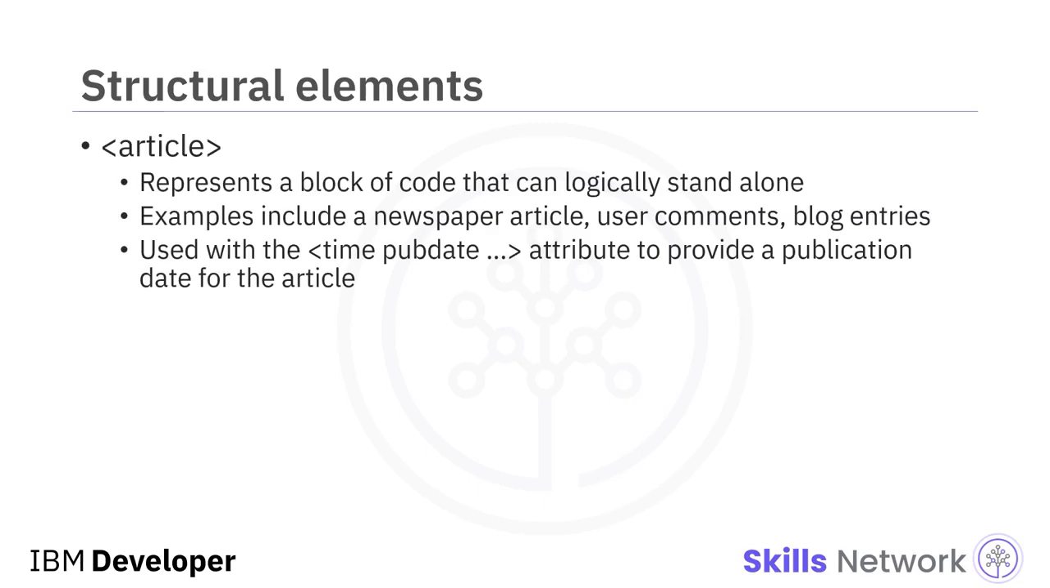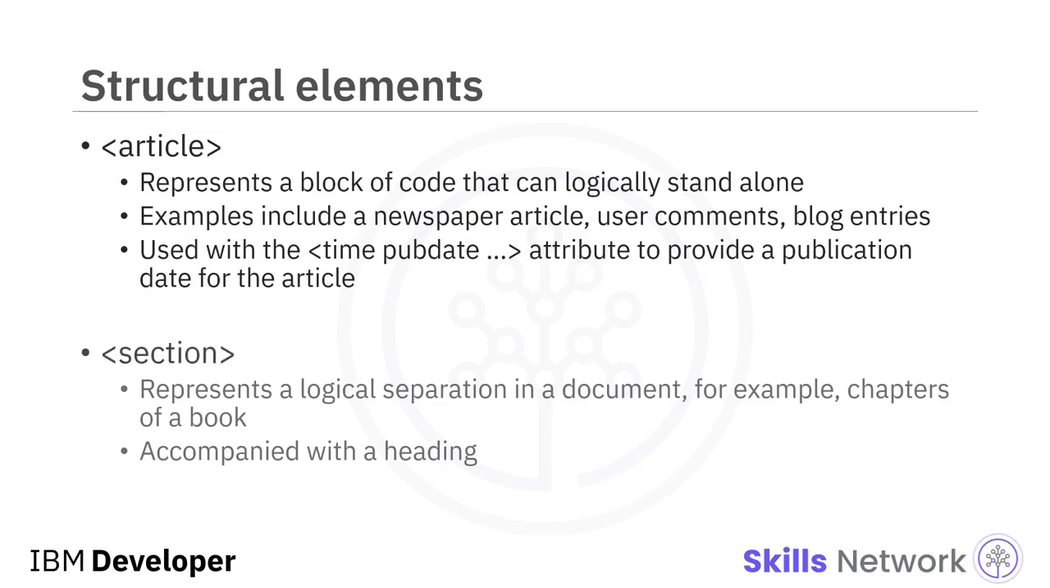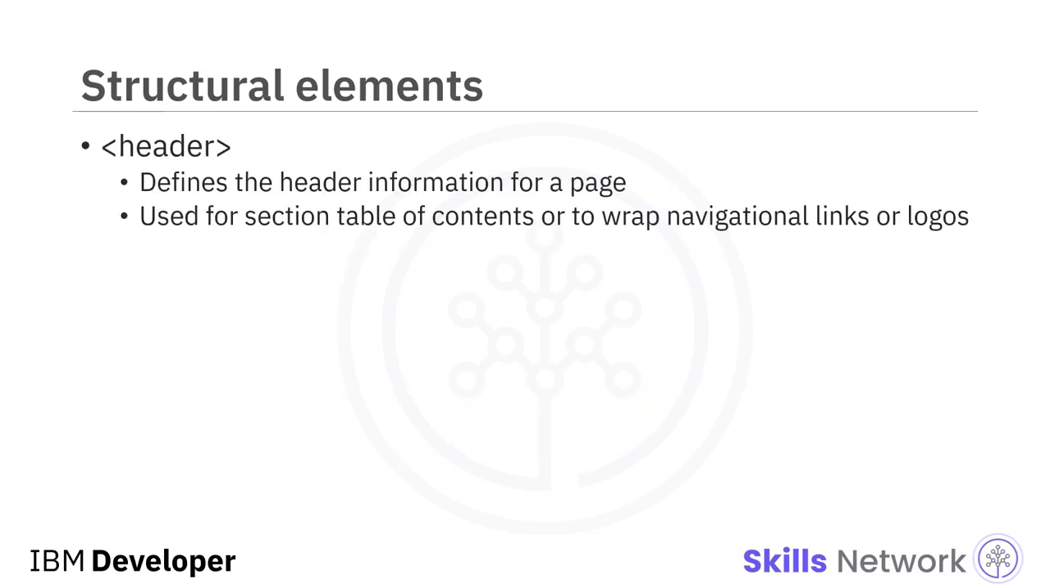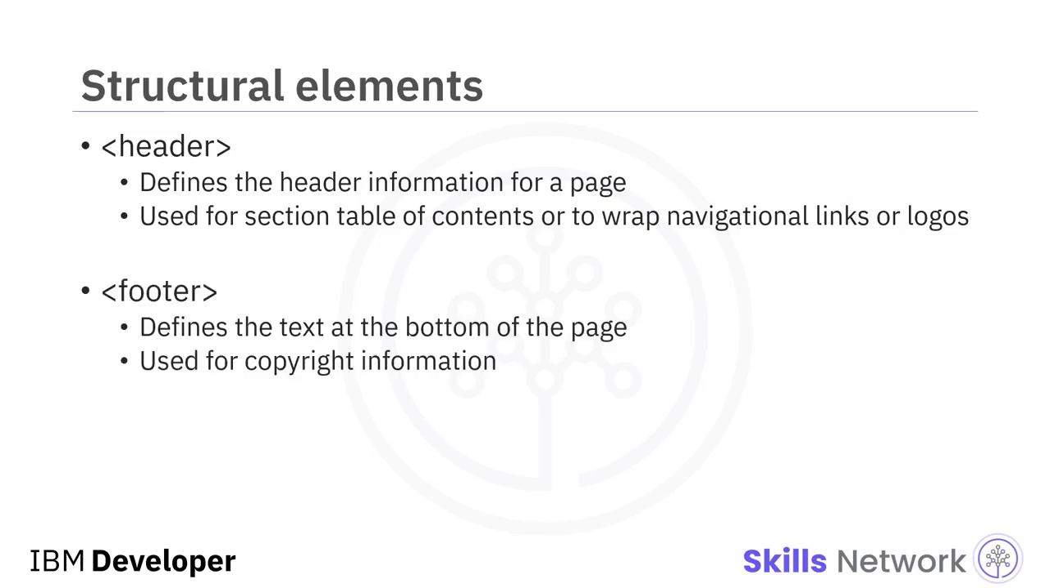An article defines a block of code that can be distinguished from the rest of the page. A section defines a logical separation in the document, such as the numbered chapters of an online manual. A header element is used to group the headers for a page. The footer defines the area at the bottom of the page.